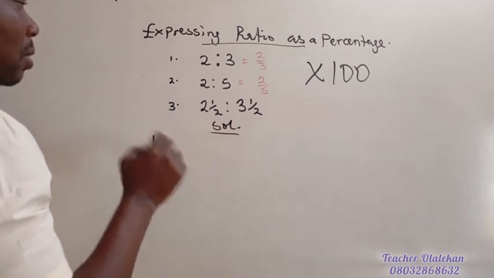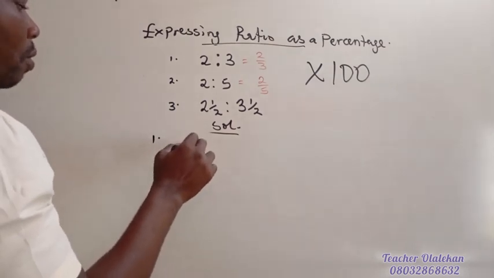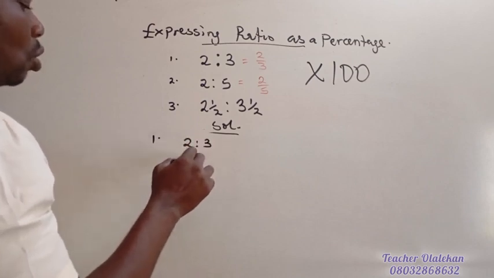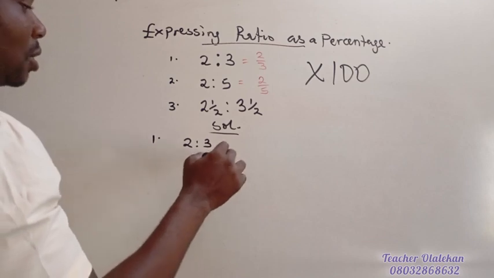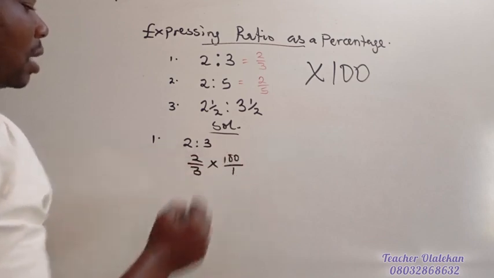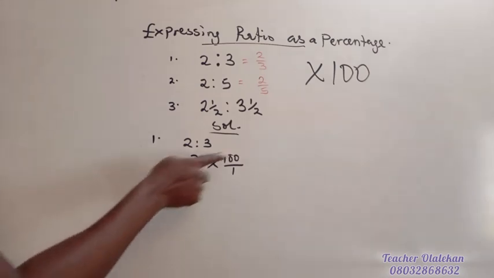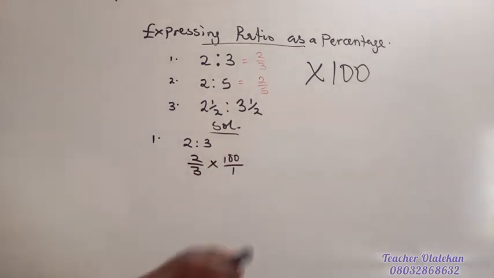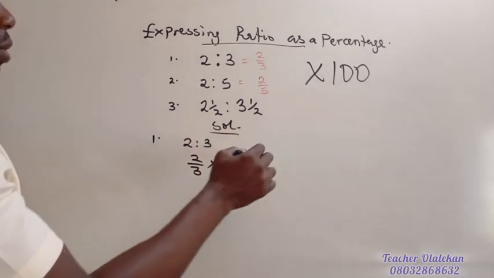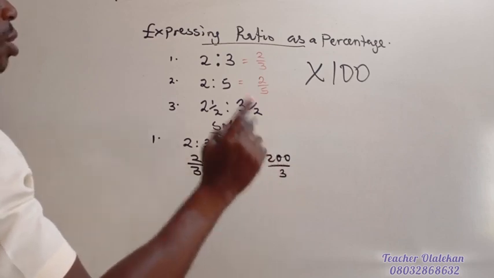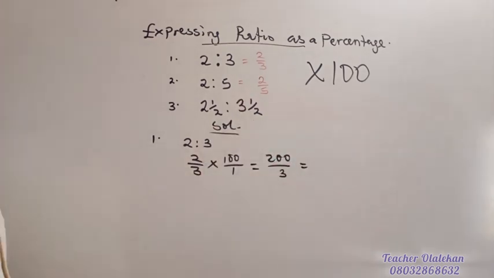So look at this first one, example 1. So that is number 1. We have 2 ratio 3 as a percentage, right? So that will be 2/3 times 100/1, right? So what can divide each other? Obviously nothing, right? This cannot divide this, can it? No. Since nothing divides each other, they multiply the numerators. That is 200/3. So take it to the mixed number, okay?